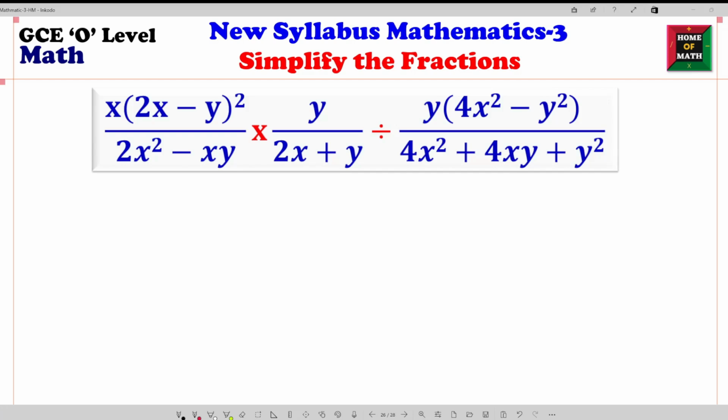Now we simplify the following fractions. Let's start.